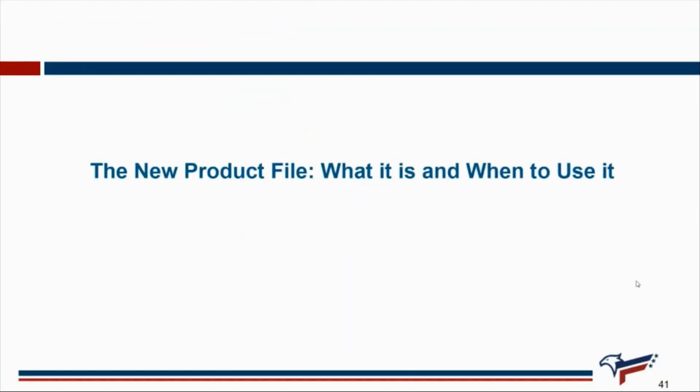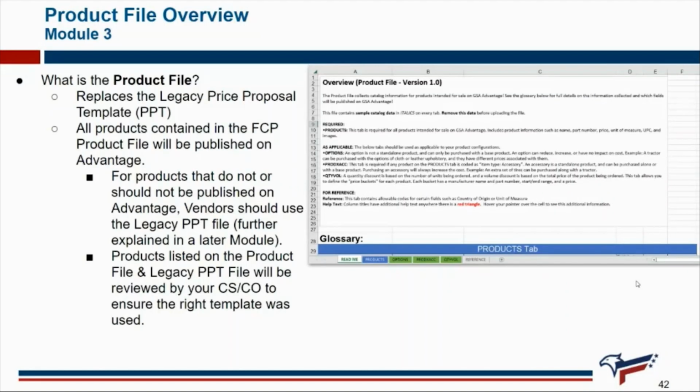The new product file, what it is and when to use it. The FCP product file is a combination and consolidation of the PPT and SIP template, which contains the fields required for publishing on GSA Advantage. Any products that are sold on Advantage should be entered in the new FCP product file and submitted in FCP for validation checks, automated market research, CSCO review, and ultimately publication to Advantage.